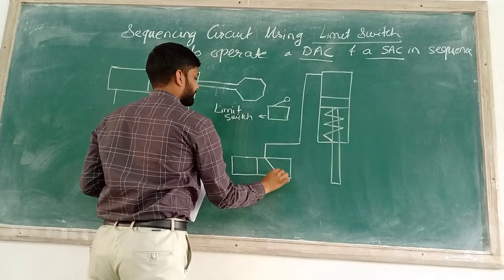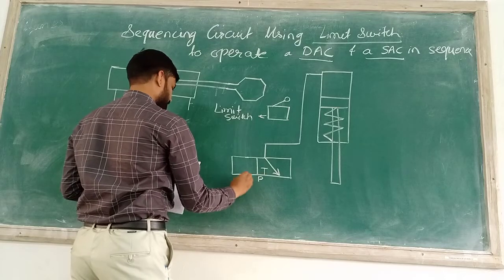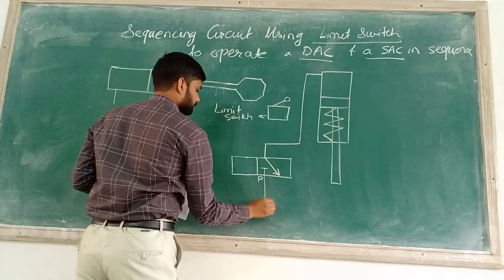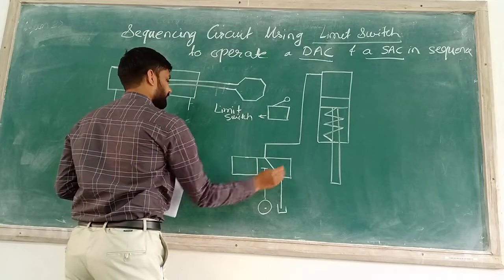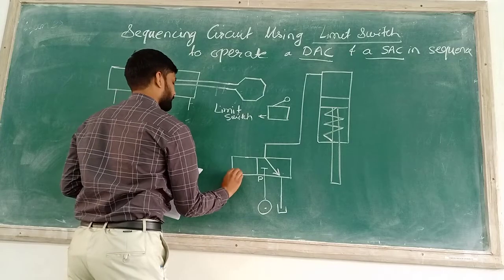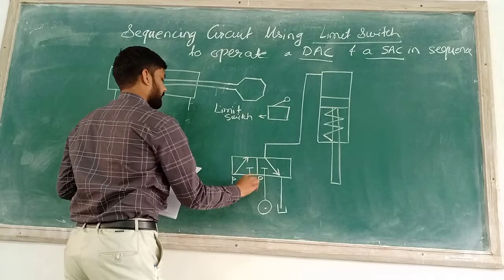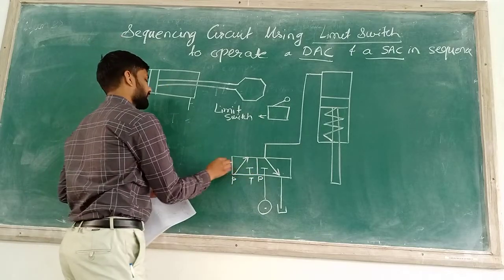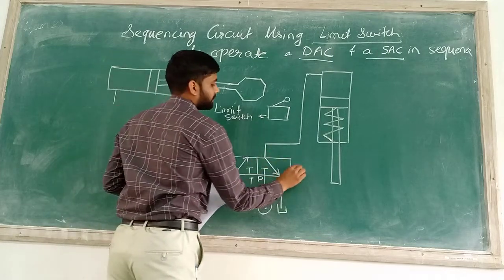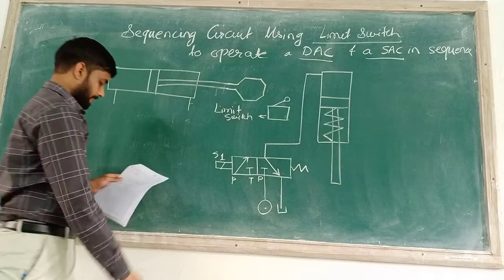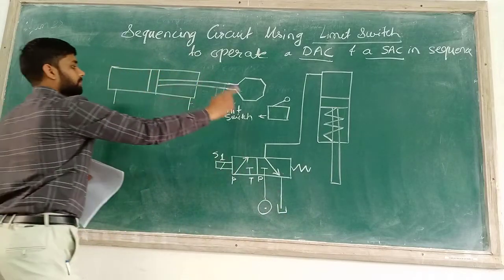So this direction valve is 3/2. This is to the reservoir or cylinder. This is the one position and this is the other position. Port P and tank port T are here, and it is connected with the solenoid. As well, the return action is assured by the spring here. Okay, so this is the limit switch.